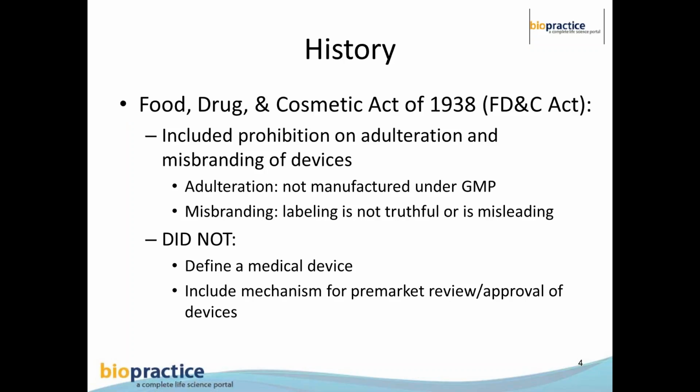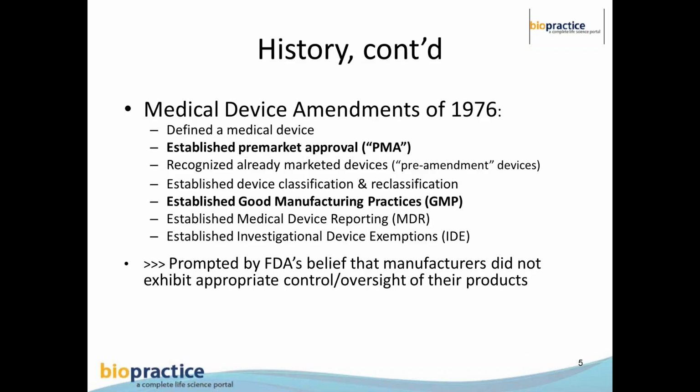Medical devices were first regulated under the Food, Drug, and Cosmetic Act of 1938, the FD&C Act, or the Act, which only included prohibitions on adulteration and misbranding of devices. Adulteration meaning they were not manufactured under GMPs, and misbranding meaning that its labeling was not truthful or accurate or was misleading in some way. It did not define what a medical device was. It didn't define any mechanisms for how to get a medical device reviewed, approved, or cleared by the FDA to put it on the market legally.